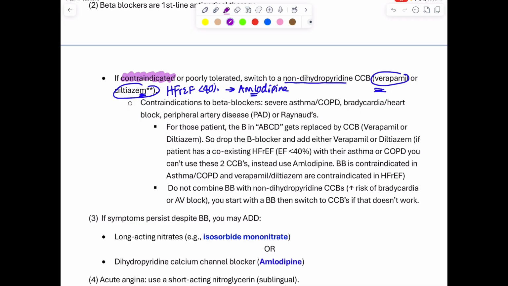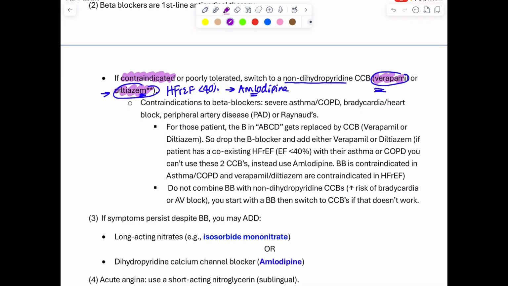Why? Because these two, they worsen the ejection fraction in heart failure. So we avoid them in heart failure. Know this in general, not just for angina therapy. Verapamil and diltiazem are contraindicated in heart failure with reduced ejection fraction. And sometimes you will have an angina patient who has heart failure with reduced ejection fraction. So you need to keep this in mind.